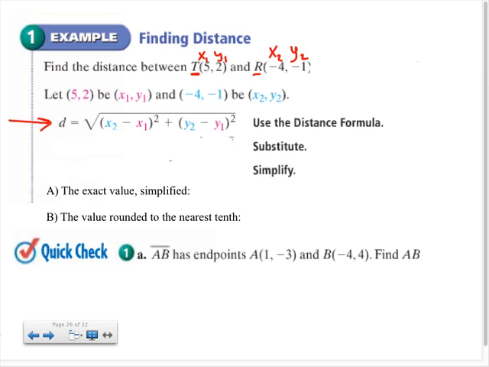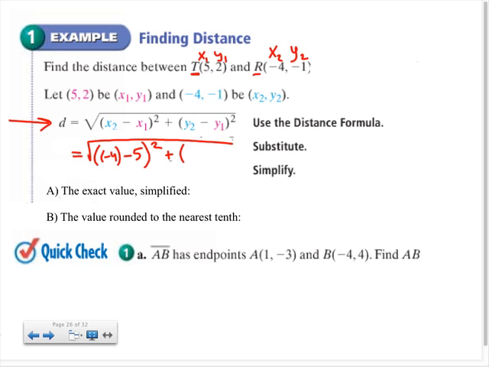So now when we want to calculate the distance, all we really have to do is substitute these values into the equation. And remember that when we substitute, it's always important to put things in parentheses. So I'll put x2 here, and I know that x2 is -4. And from that, I will take away x1, which I know is 5. And I'll square that quantity.